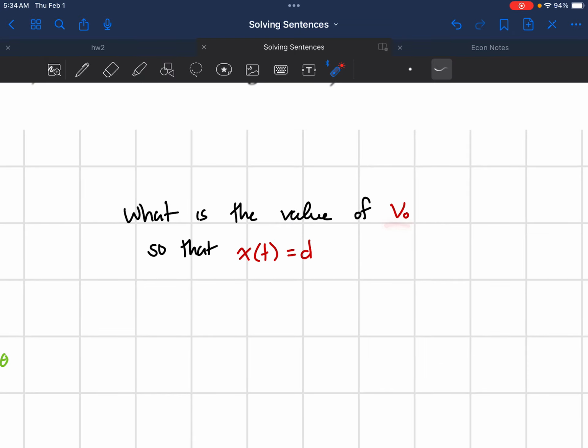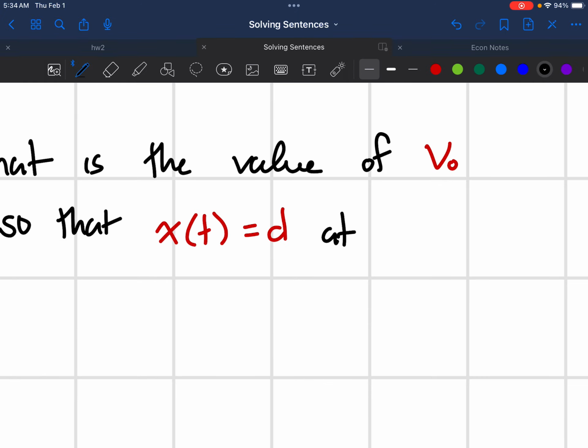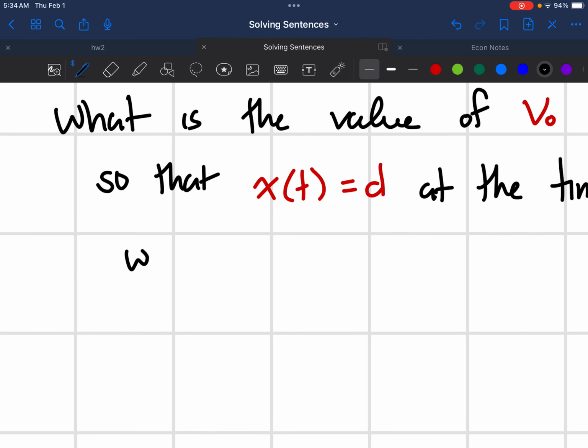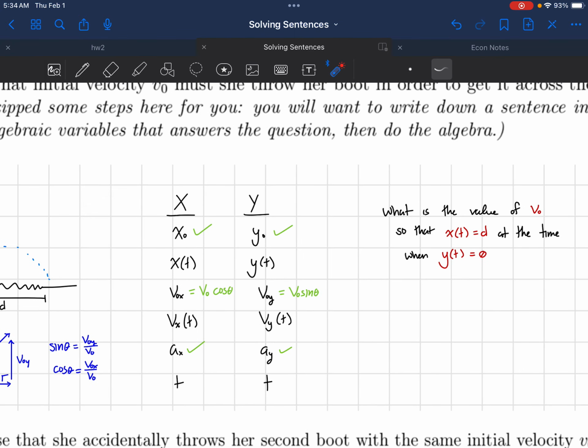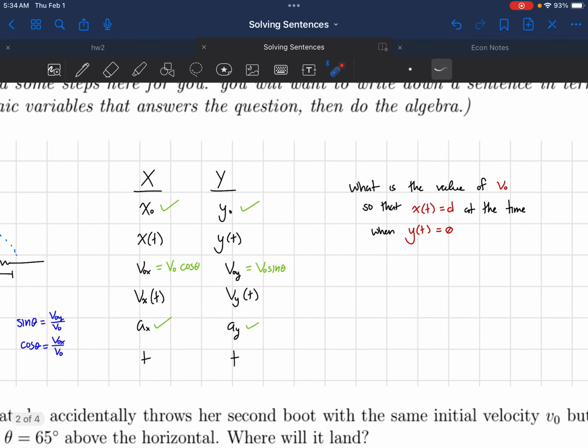What is the value of v naught so that it gets across the river at this time when? So it has to get across the river and also land back on the ground. So that's how I get my x of t and y of t.